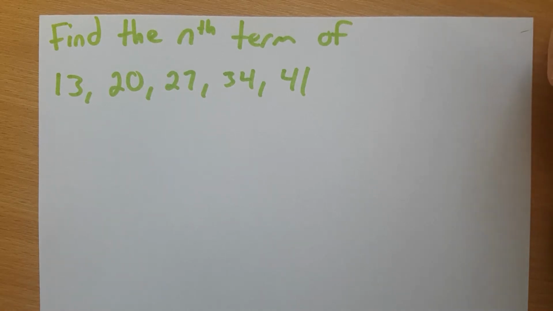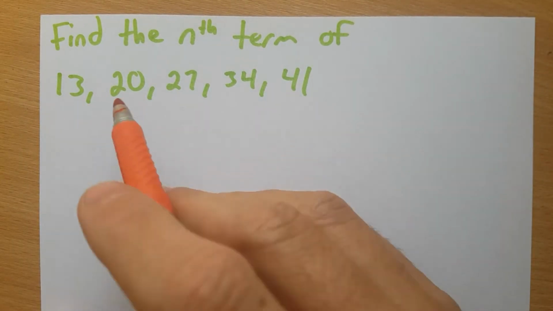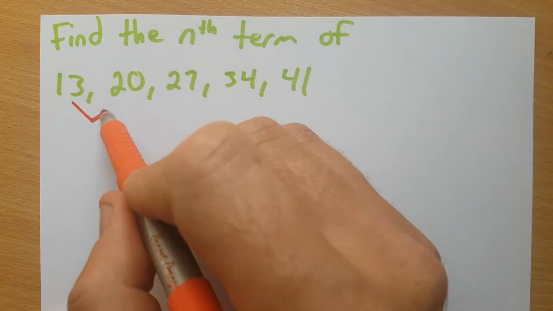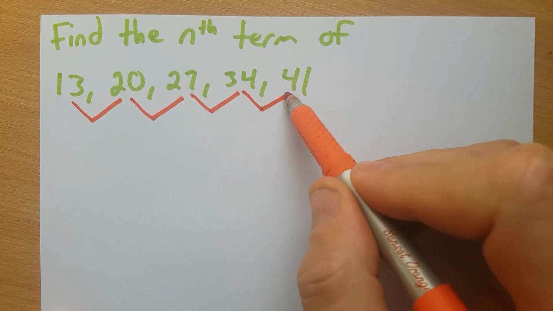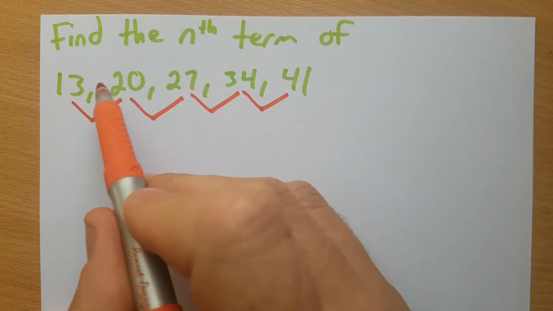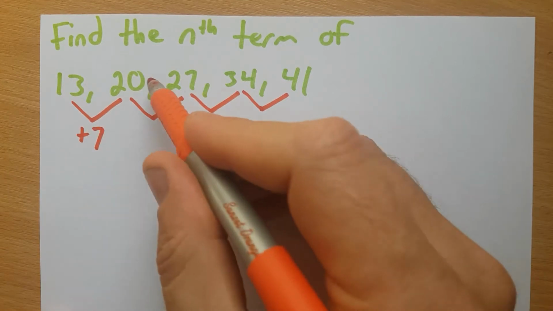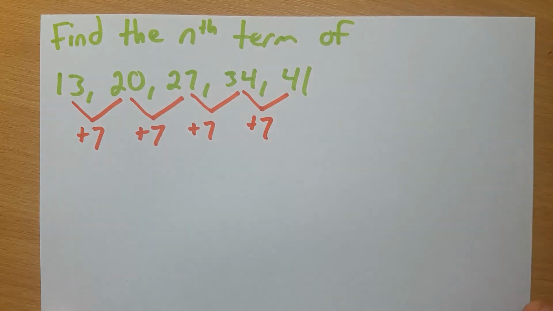The purpose of this video is to show you how to find the nth term equation of a quadratic sequence. And you may realize that this sequence right now is not quadratic, it's actually linear. And you can tell because 13 to 20 gives you plus 7, 20 to 27, and so on. So why am I showing you this example?